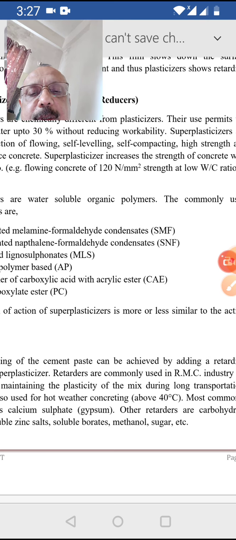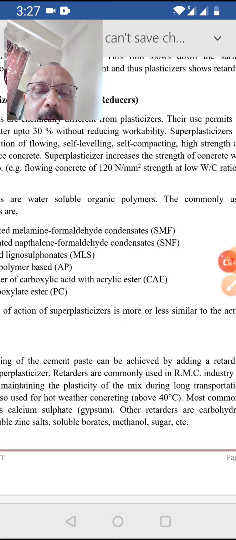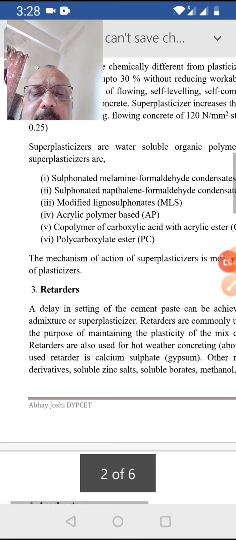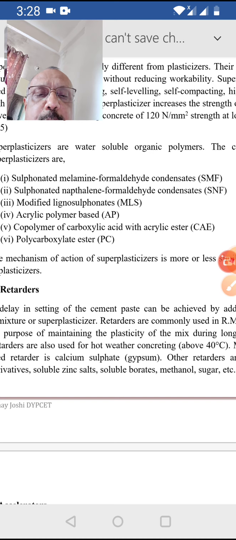Even at the time of study of manufacture of cement, we have seen that in the cement plant, along with those cement clinkers, gypsum is added in order to avoid that flash set. Otherwise, what will happen? If gypsum is not there, as soon as water is added to the cement, it will get stiffened, it will get hardened, and it will be of no use for our concreting or plastering purpose. So gypsum is more common. Other retarders are carbohydrate derivatives, soluble zinc salt, soluble borates, methanol, common sugar, etc.